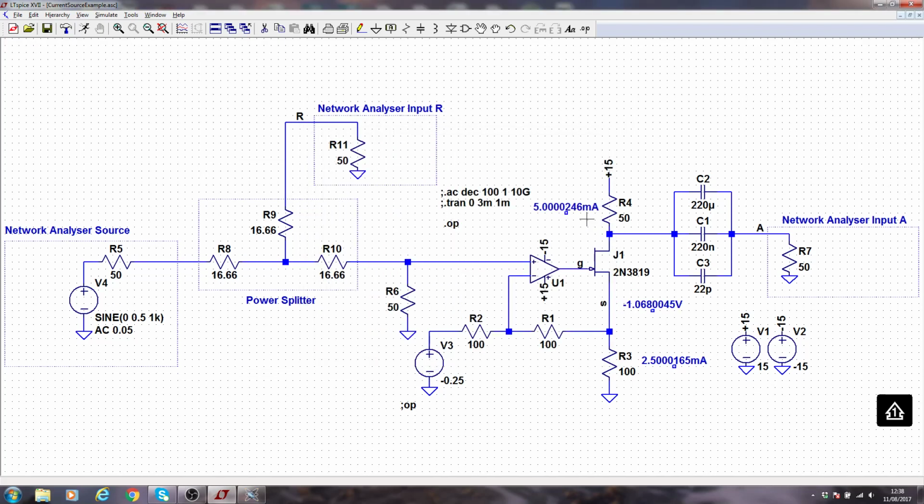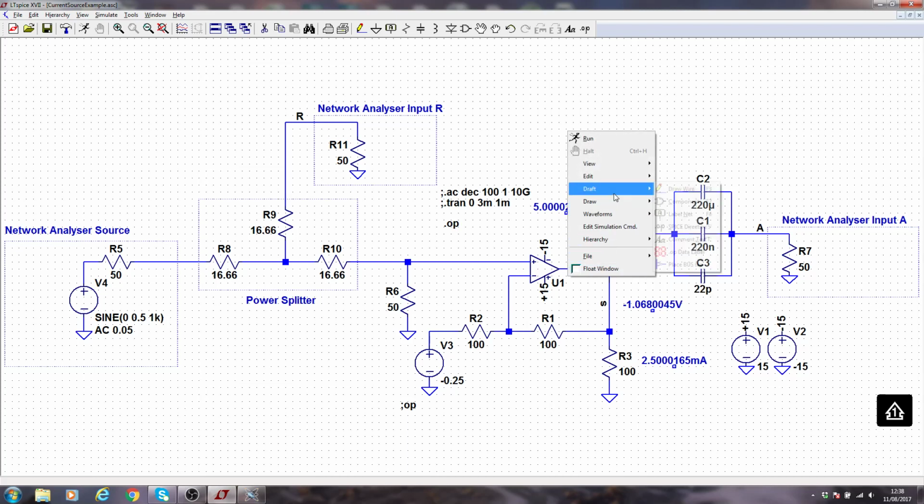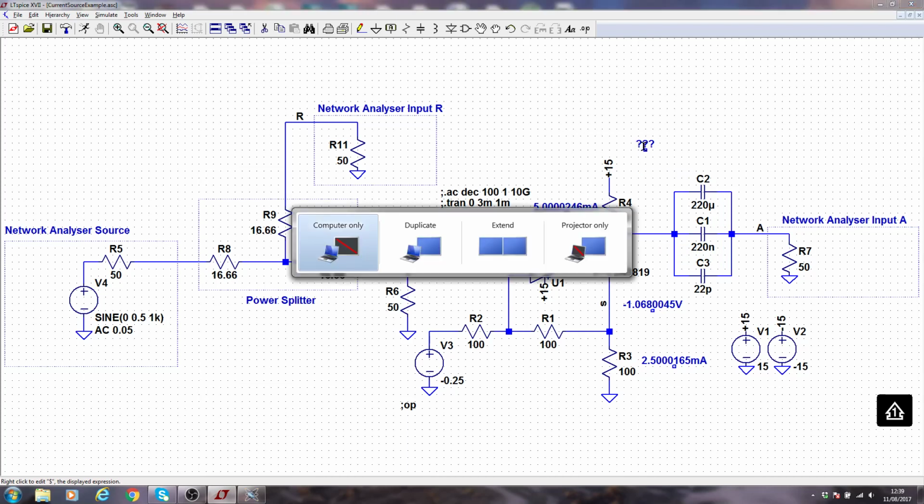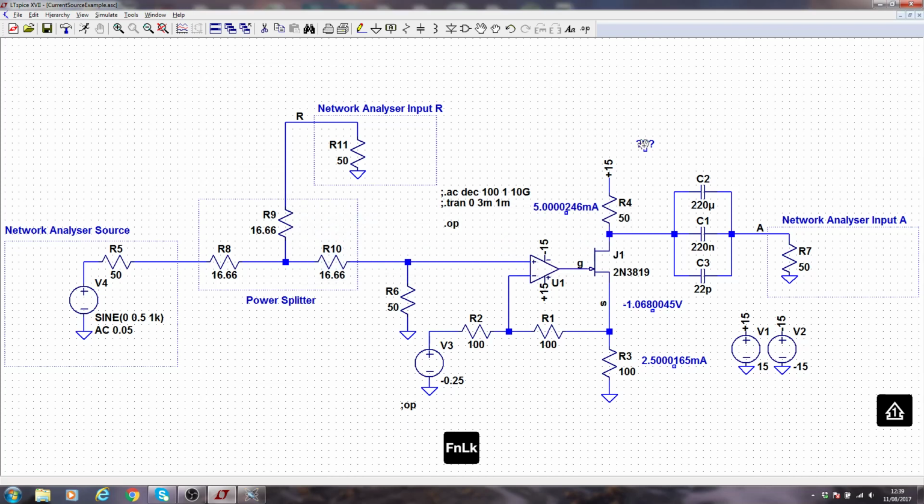So I've got some notes here that tell me what's going on, and you can put those down with the right click, and then draft, op data label. I can put it down. If you put it somewhere that's not connected to anything, it doesn't know what to do. If you want to move it, just press F7 to get the move up.